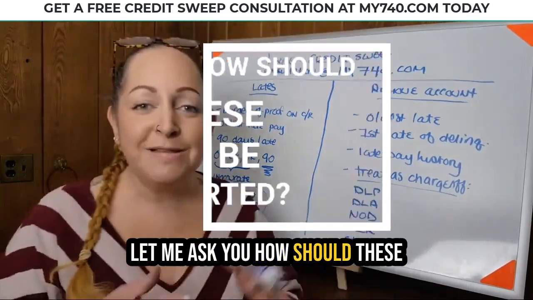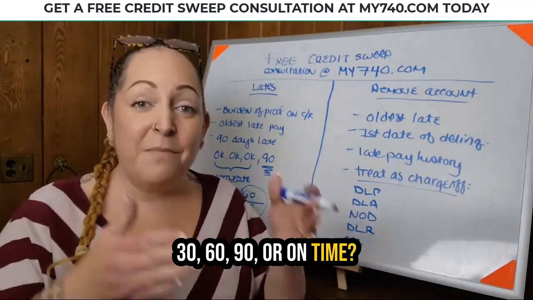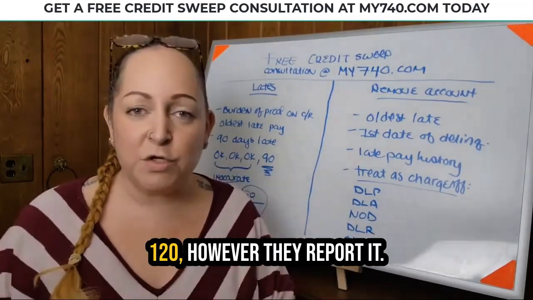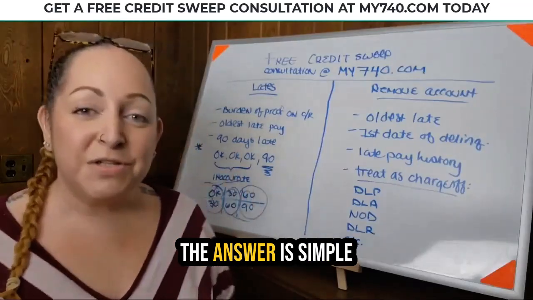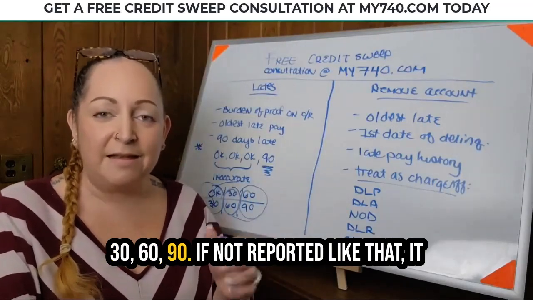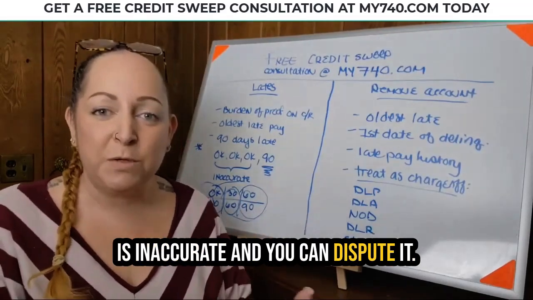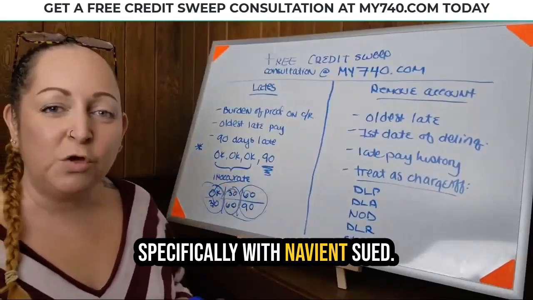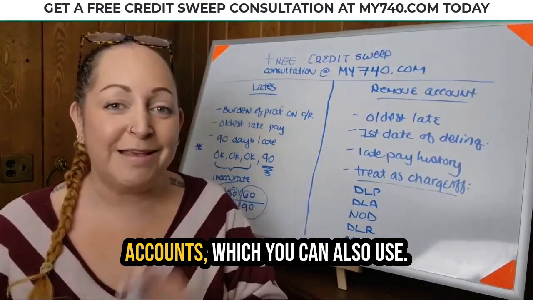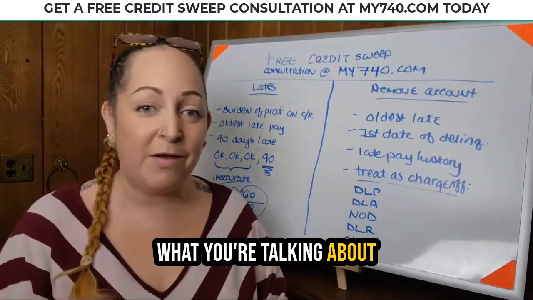Let me ask you, how should these late payments be reported? 30, 60, 90, or on time, 90, or on time, 120, however they report it. The answer is simple, using common sense: 30, 60, 90. If not reported like that, it is inaccurate and you can dispute it. Specifically with Navient, sued for misapplying payments to consumer accounts, which you can also use. Go and Google it so you know what you're talking about in your dispute letter.